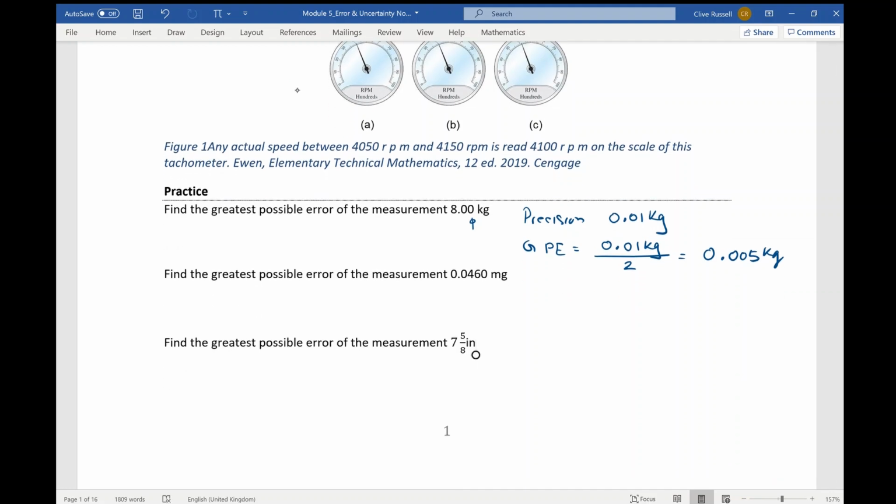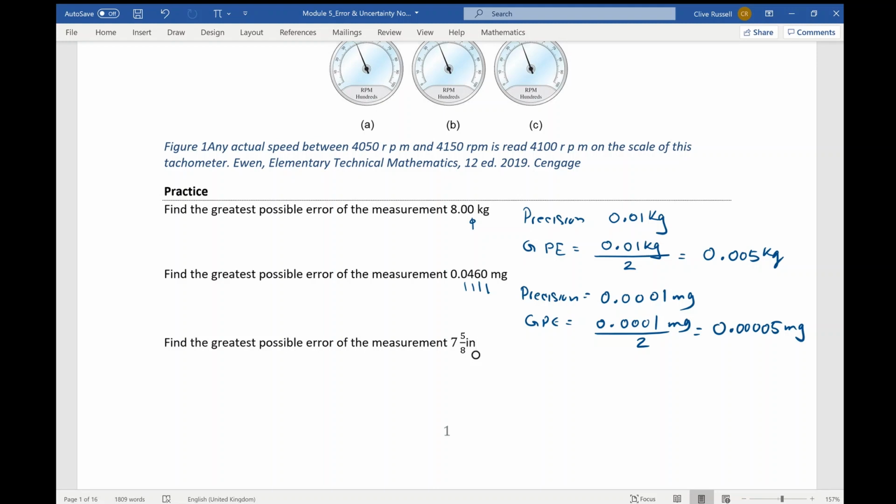Likewise, in this case, the precision is going to be 0.0001, and this is in milligrams actually, so 3 zeros and a 1 milligrams. The greatest possible error, dividing by 2, gives you 0.00005 milligrams. You could verify these on your calculators if you're not comfortable with it.